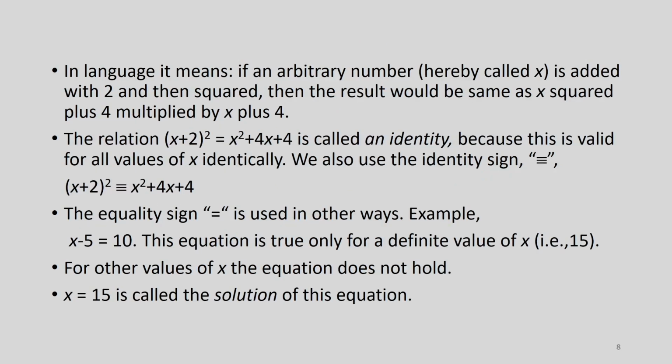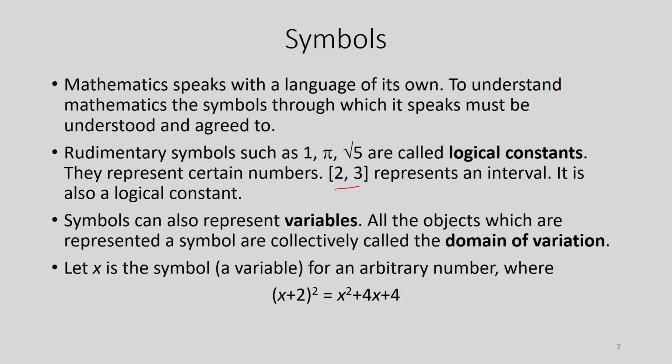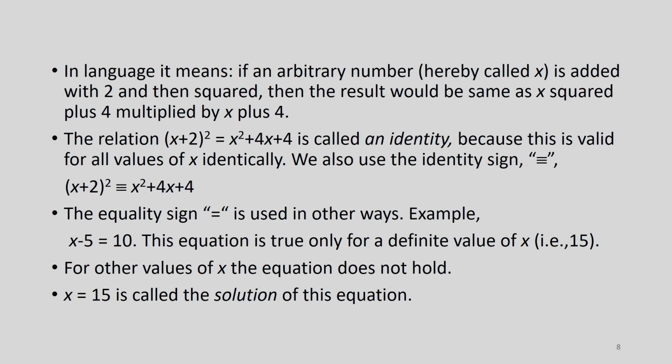The same thing can be written in language, but it becomes quite long. Now, here in this relationship x could be any value, there is no bound on x, it can be any value and this thing will be true. The relation (x + 2)² = x² + 4x + 4 is also called an identity, because this is valid for all values of x identically.